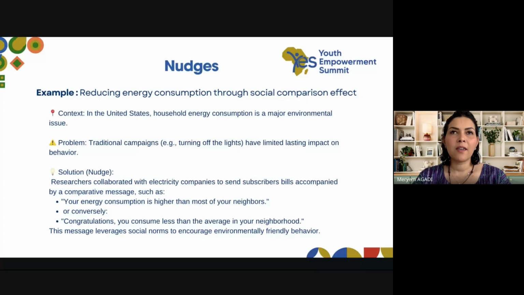So these messages leverage social norms to encourage environmentally friendly behavior. And this technique could be very impactful in a short time while you are working on raising awareness in a subject or in another. Okay?